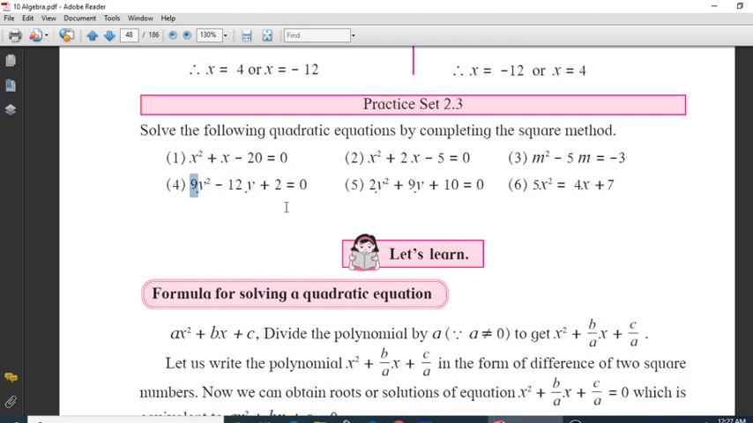So in this question coefficient of first term is 9. In this question coefficient of first term is 2. In this question coefficient of first term is 5. So we can divide the method to solve all six questions in two groups. One type is of those questions where the coefficient of first term is 1, and the other type of solution consists of those questions where the coefficient of first term is more than or less than 1.